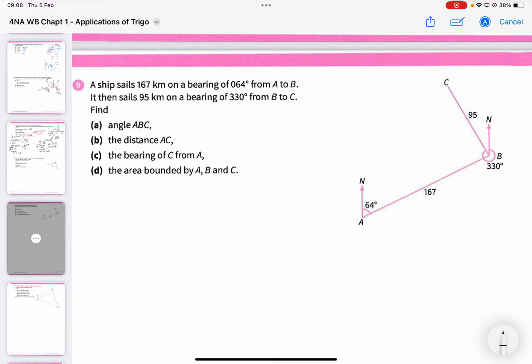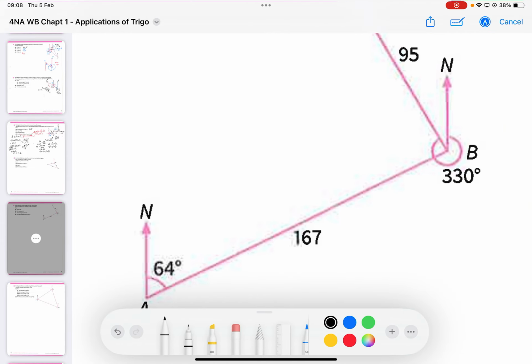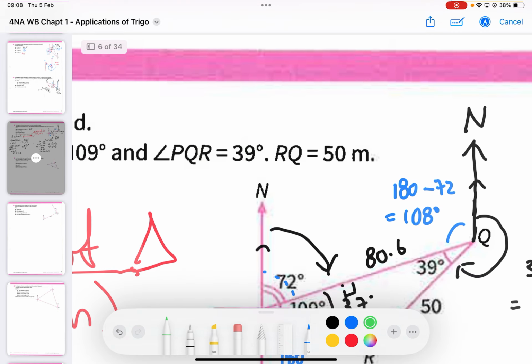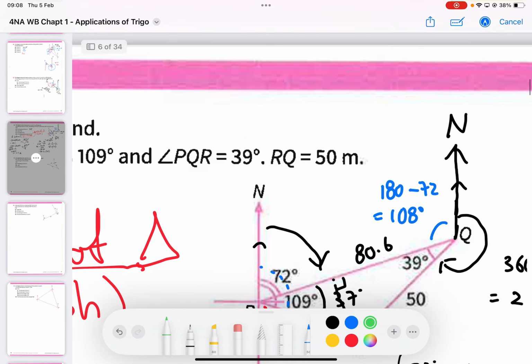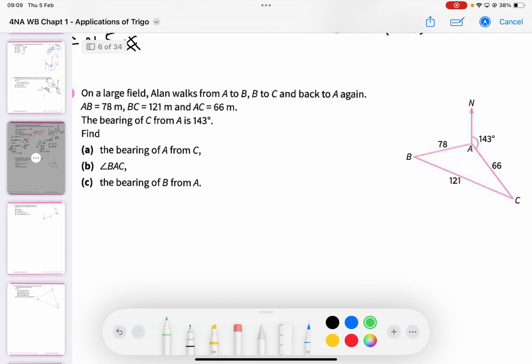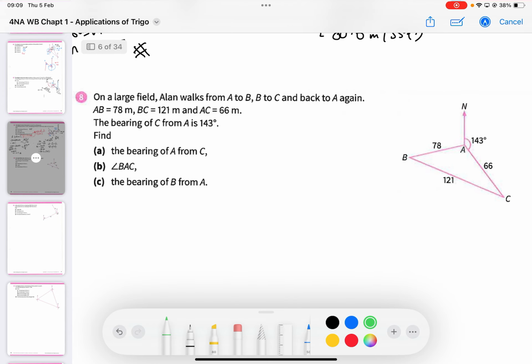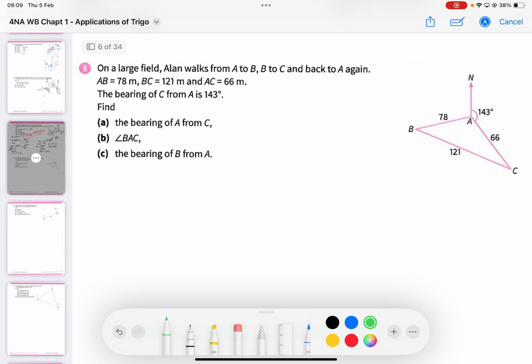Able to find angle ABC? ABC is this angle. Eh? Did I skip question 8? You did. Yes. Yeah, that's a very different one. Let me see which one is nicer to do. Okay, we do question 8 lah.